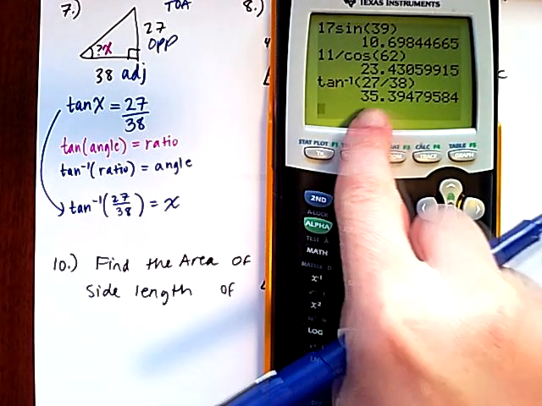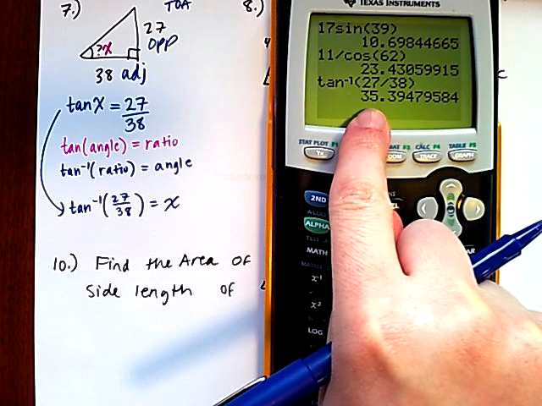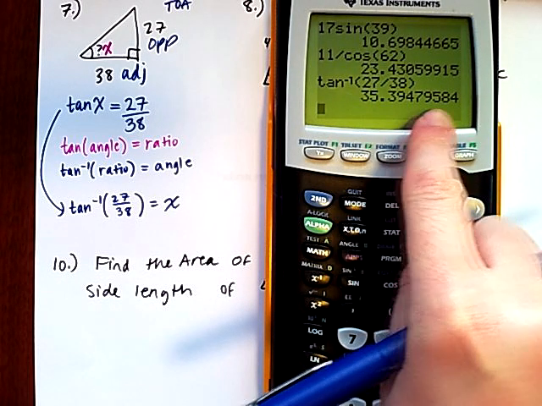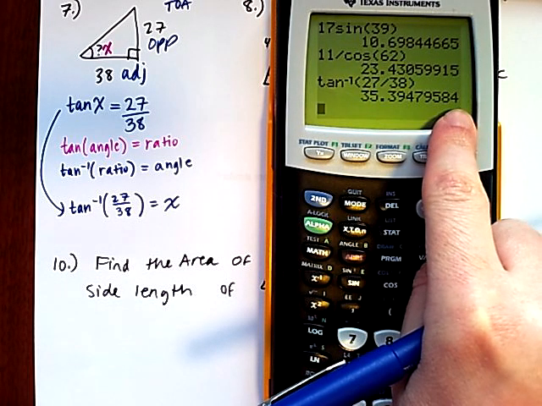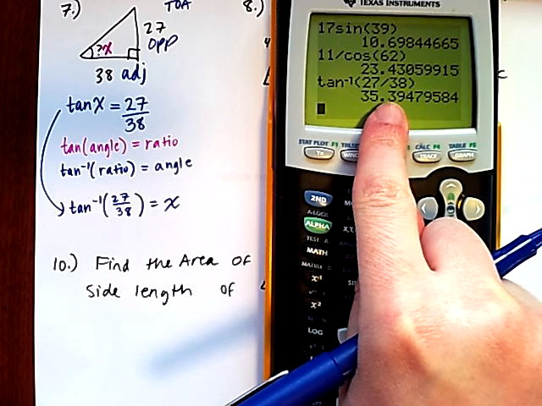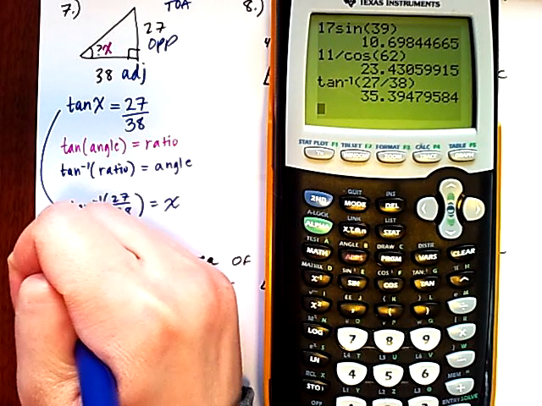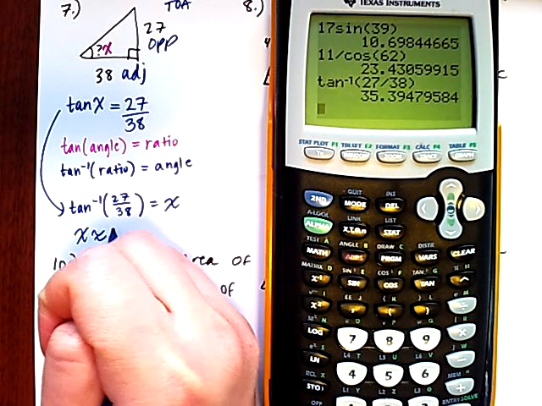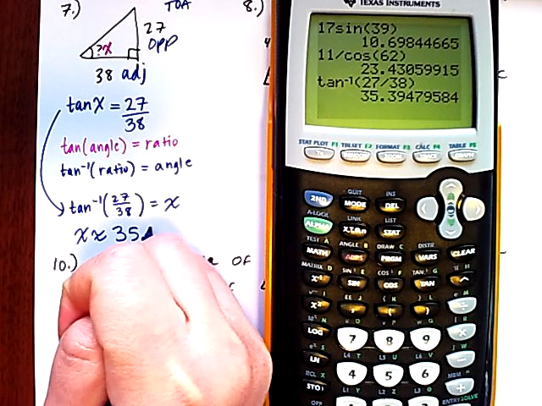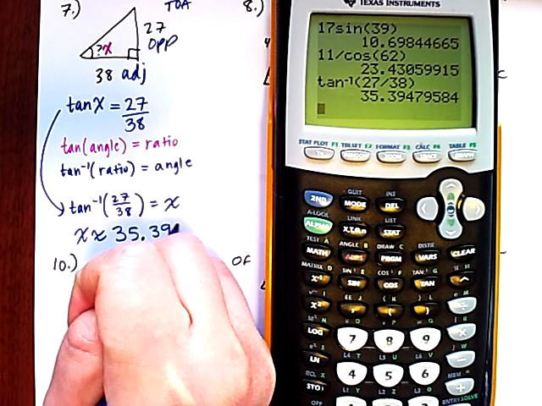So the idea is that tangent of 35.3947, etc., should give me the value of 27 over 38. So now I know that x is approximately 35.39 degrees.